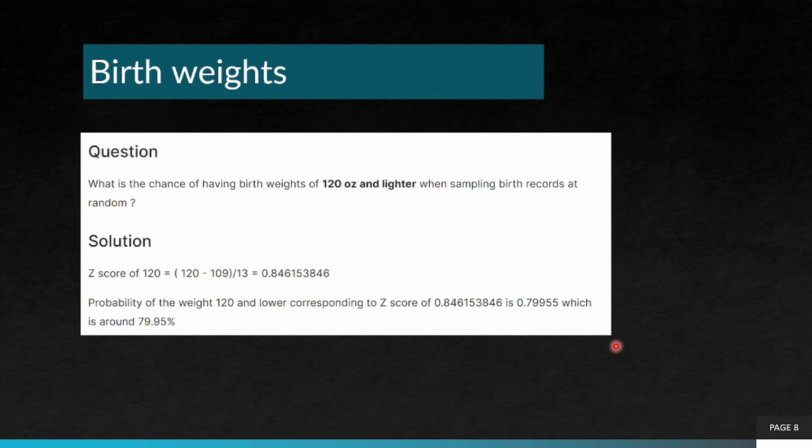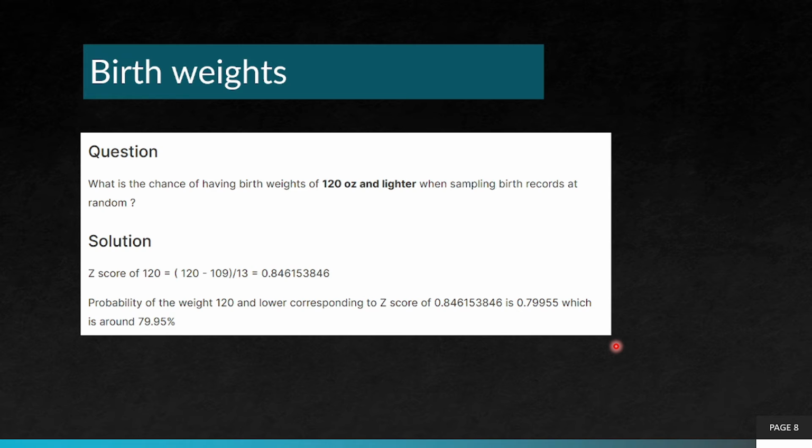Birth weights. What is the chance of having birth weights of 120 ounces and lighter when sampling birth records at random? So the z-score of 120 is equal to 120 minus mean, that is 109, divided by the sigma, that is 13, which is equal to 0.846153846.